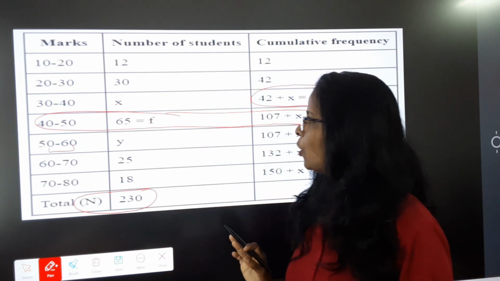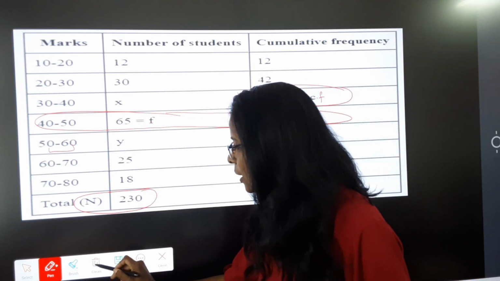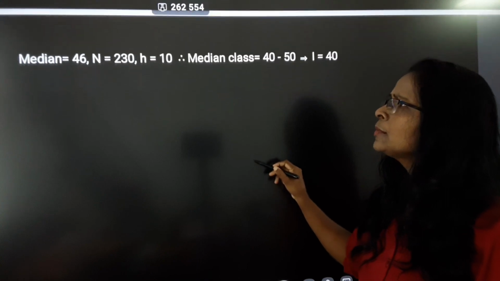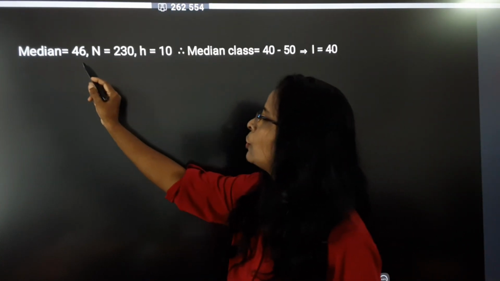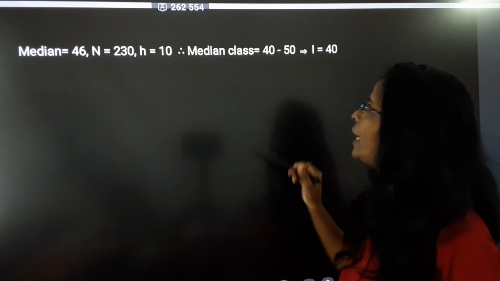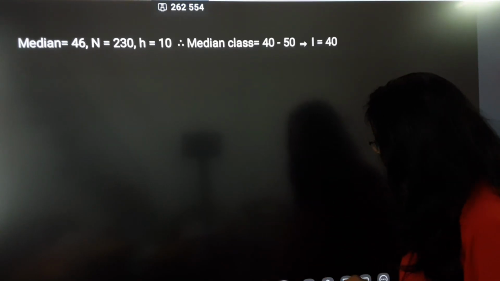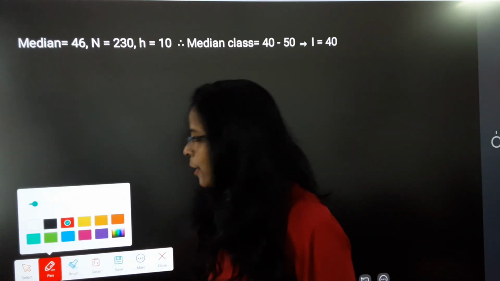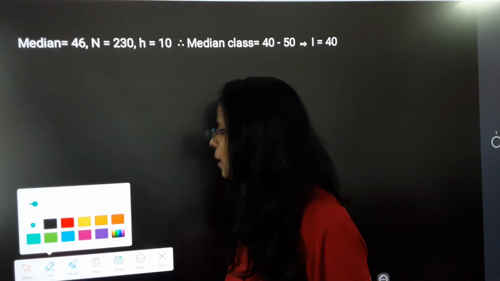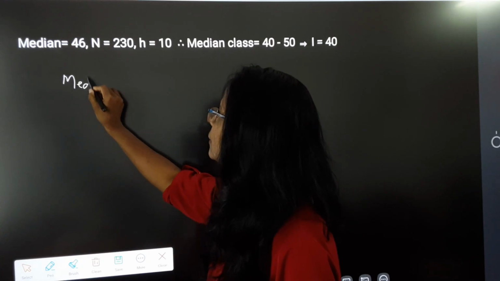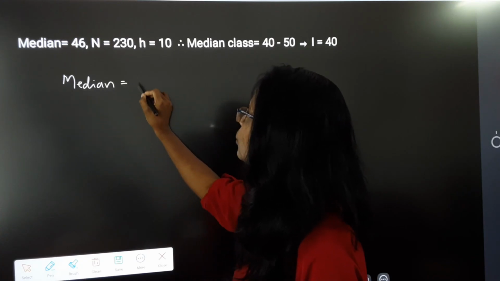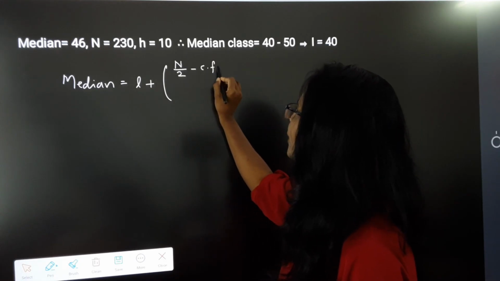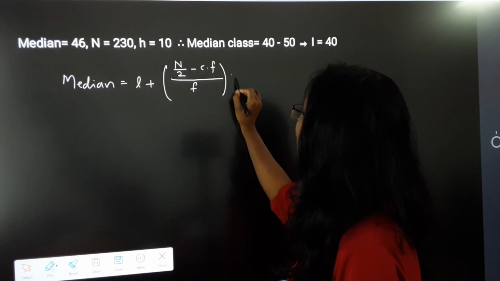Okay, so now we get all the values. The given values are: median is equal to 46, n is equal to 230, h is equal to 10, median class 40 to 50. Now let us write down the formula, and that formula is: median is equal to L plus N upon 2 minus cumulative frequency upon F multiply H.